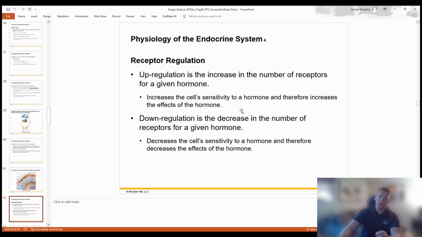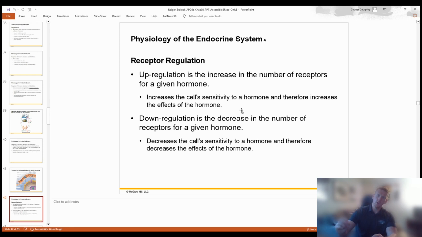Let's quickly talk about upregulation of a hormone versus downregulation of a hormone. Both upregulation and downregulation are referring to the number of receptors for a given hormone. A hormone is only as effective as it has the necessary amount of receptors. We may have a lot of a particular hormone, but if we don't have the corresponding amount of receptors, then the hormone can't take action.